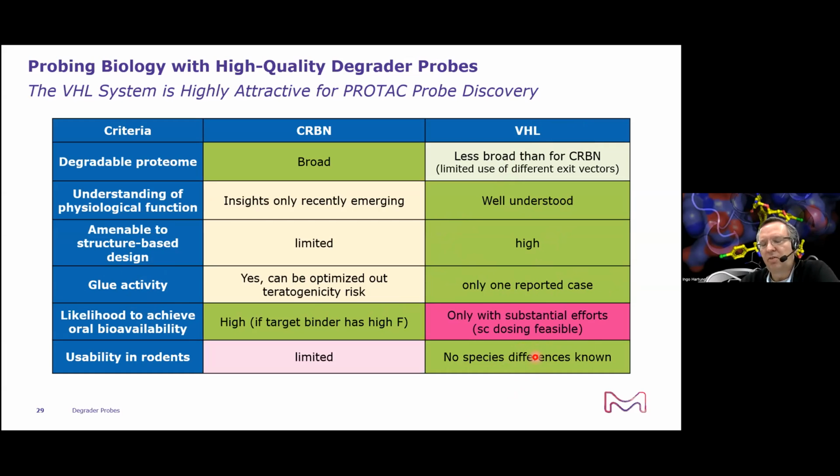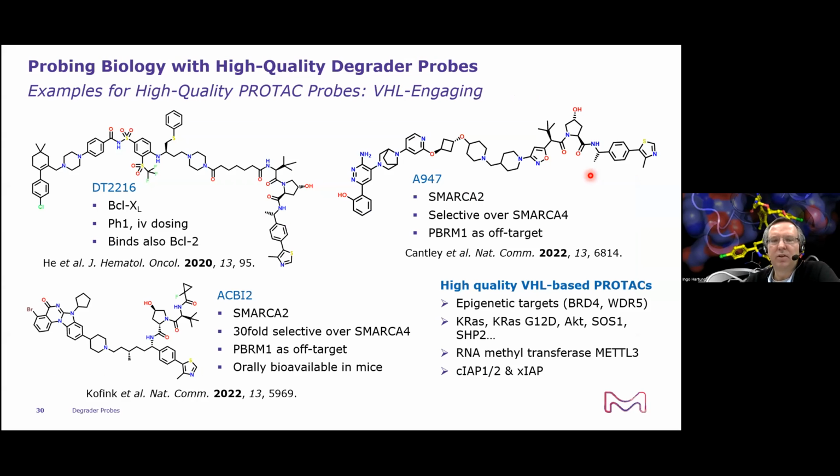No species differences. I didn't highlight this, that this is an additional topic: with cereblon, when you want to work in rodents, there are a lot of limitations. Obviously, it is very difficult to get a VHL PROTAC into an oral drug. But honestly, for target discovery studies, is this really necessary? You can dose them SC or IP, and they, in many cases, give high exposure. There's a bit of a notion that it may be easier with cereblon to actually find degraders, but I'm not sure if this is really true, and I will come back to this in a minute.